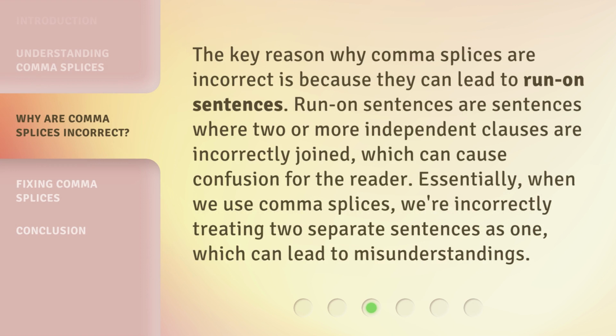The key reason why comma splices are incorrect is because they can lead to run-on sentences. Run-on sentences are sentences where two or more independent clauses are incorrectly joined, which can cause confusion for the reader. Essentially, when we use comma splices, we're incorrectly treating two separate sentences as one, which can lead to misunderstandings.